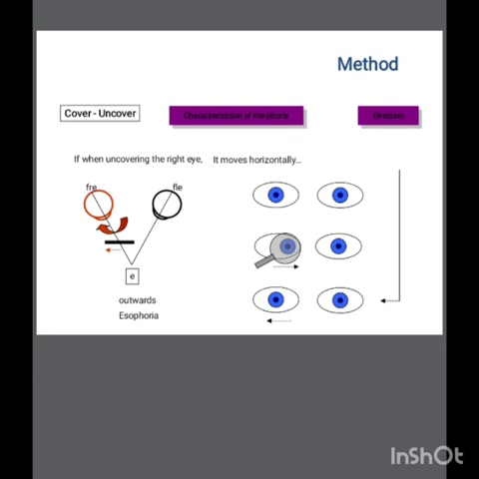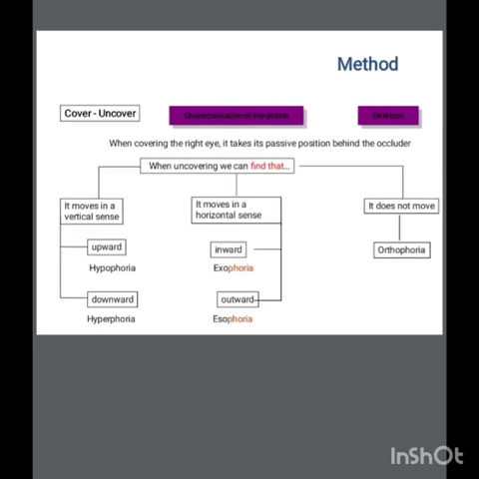Now let's see the direction of the movement. So after uncovering, the right eye moves horizontally, that is, under the cover the eye goes inside, but after uncovering, if the eye goes outwards, there is presence of esophoria. So in case of exophoria, under the cover the eye will move outwards, that is towards the temporal side, but after uncovering the eye will move inwards.